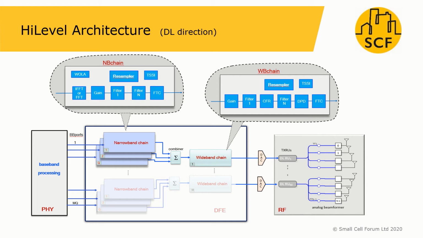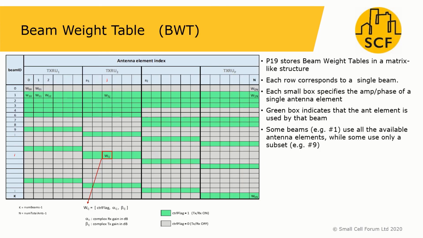P19 API allows controlling of various blocks such as the DFE gains, filters, frequency rotators, resamplers, and DPD blocks. Once again, it's up to the vendor to define and declare the extent of the control given to the stack.